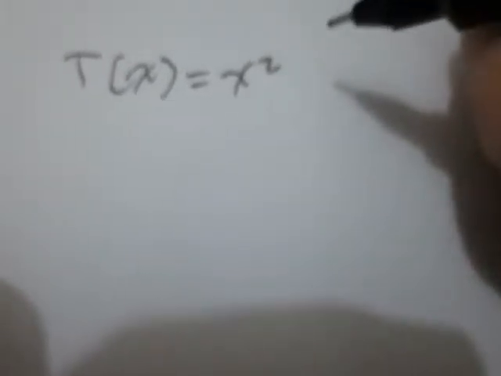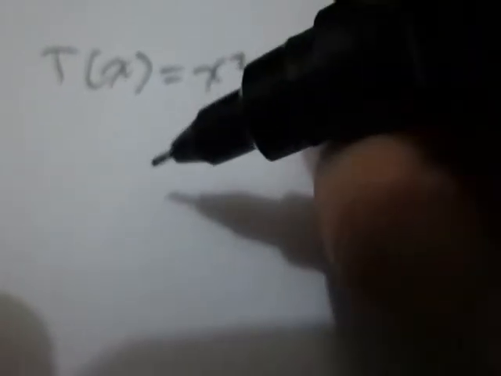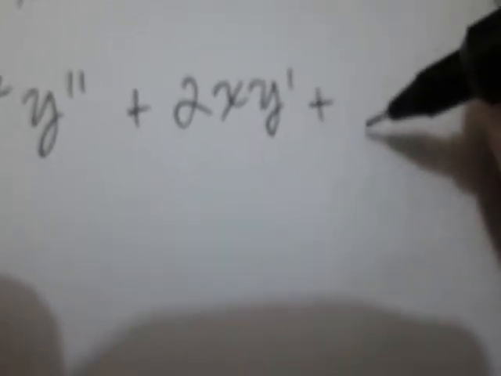And p of x is equal to x squared. The given differential equation is the Cauchy-Euler equation, which is x squared times the second derivative of y plus 2x times the first derivative of y plus the linear density times the square of angular speed times y equals 0.